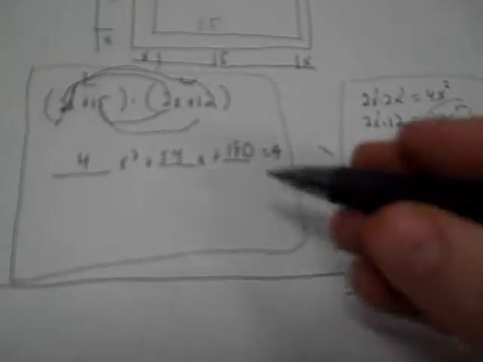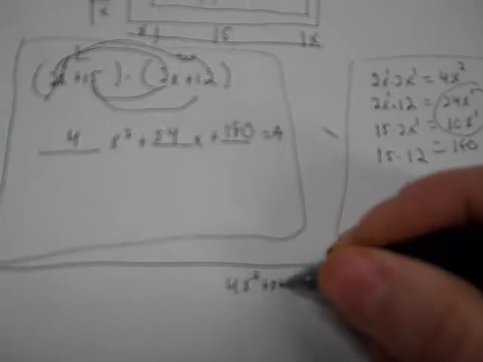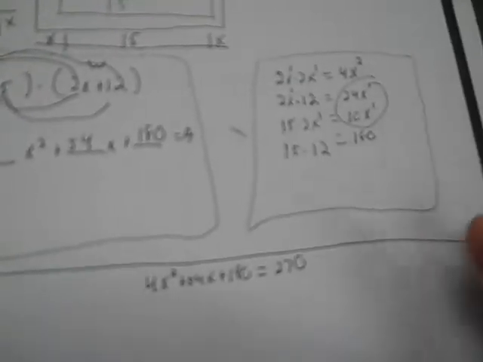Remember, that is equal to the area, because that's what length times width equals. So it equals A. Now bring it down here. You take your 4x squared plus your 54x plus your 180. But instead of equals A, we have the area, and the area is 270. Now I go into the process of solving my equation. How many answers? There are 2.